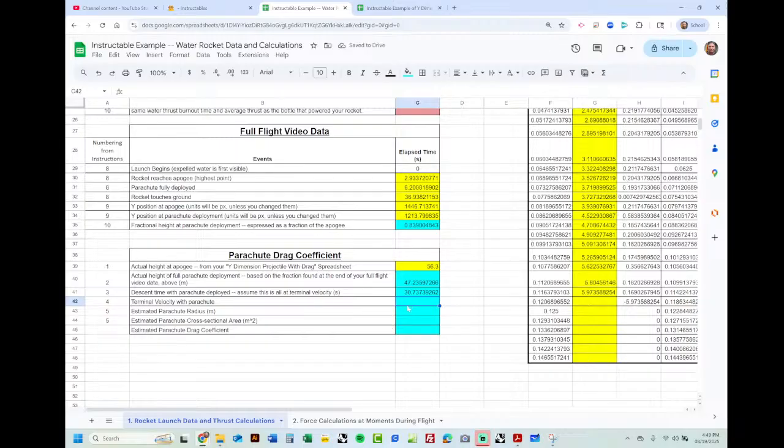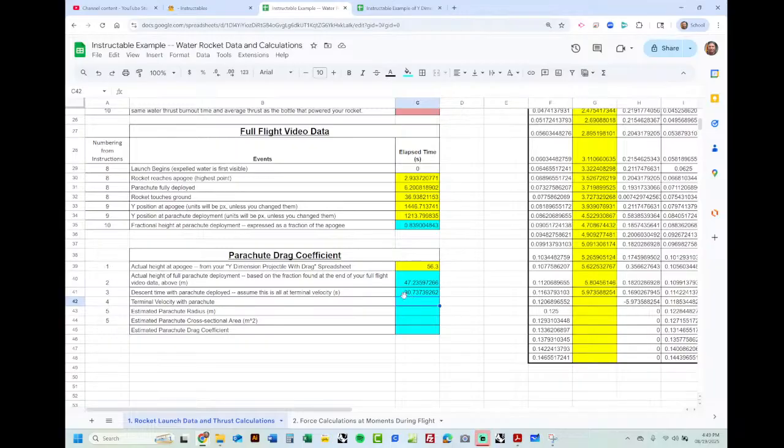Terminal velocity with the parachute. So we're assuming, I want you to assume, that when the parachute's fully deployed, it comes to terminal velocity really quickly and then stays there. So it's at terminal velocity for this whole 30.7 seconds. Terminal velocity means there's no acceleration, it's constant velocity.